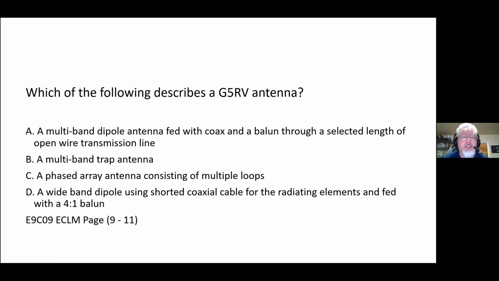Which of the following describes a G5RV antenna? A, a multiband dipole antenna fed with coax and a balun through a selected length of open wire transmission line. B, a multiband trap antenna. C, a phased array antenna consisting of multiple loops. Or D, a wideband dipole using shorted coaxial cable for the radiating elements and fed with a 4-to-1 balun.